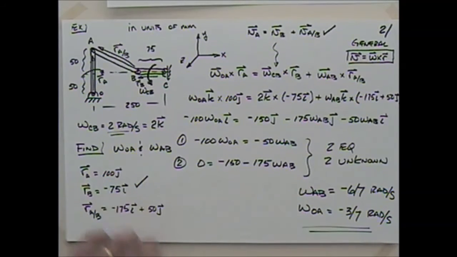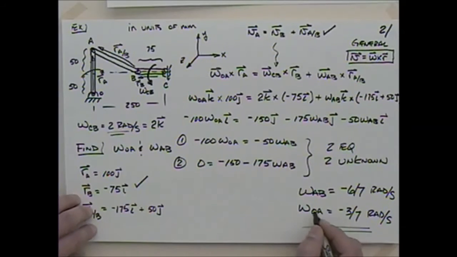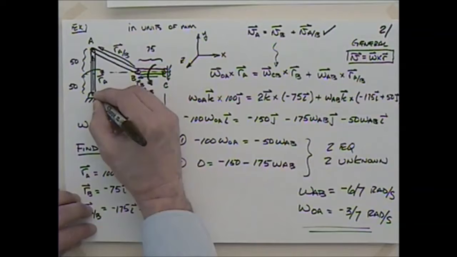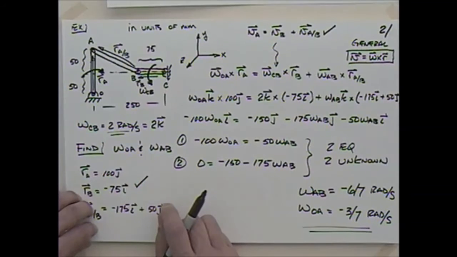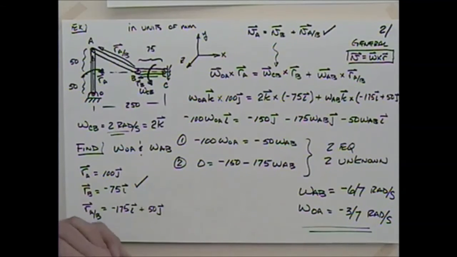Questions on that? So the omega of OA is negative 3/7, but the omega of AO would be positive 3/7. Well, OA, I mean, this piece here from O to A is rotating like this. Whether you're looking at it from A or O, it has the same omega at every point, remember? Other questions on that? No.